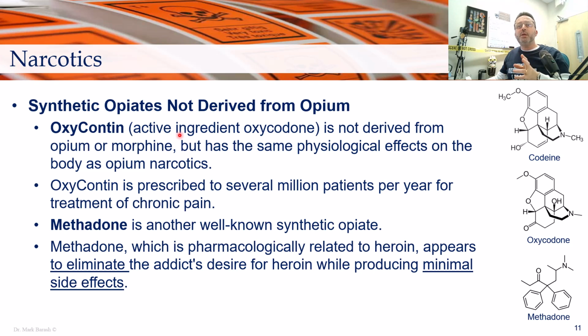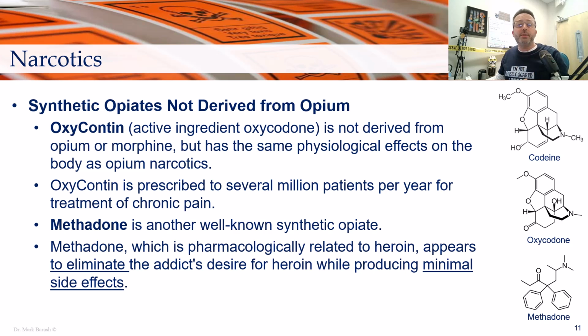And oxycodone is synthesized by oxidizing codeine, and you can clearly see the similarity in their molecular structure. Methadone is another well-known synthetic opiate, and methadone is actually used to treat addiction to heroin with minimal side effects.